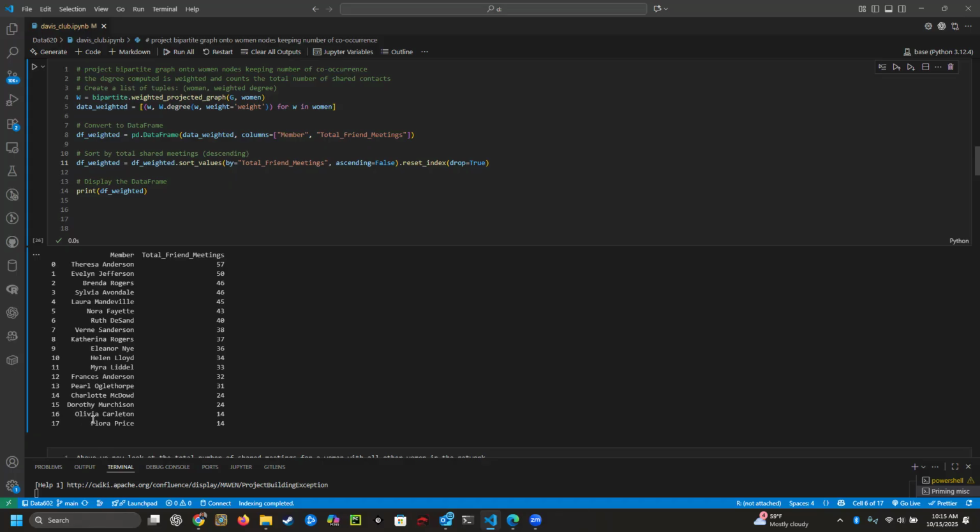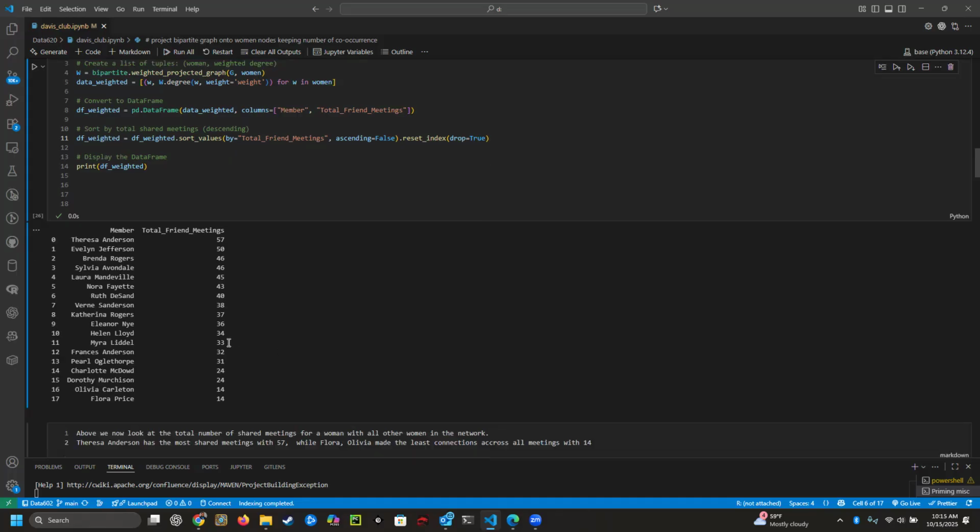And then we see that Flora and Olivia are the odd women out, meaning that they've had the opportunity to interact with the fewest members in total.